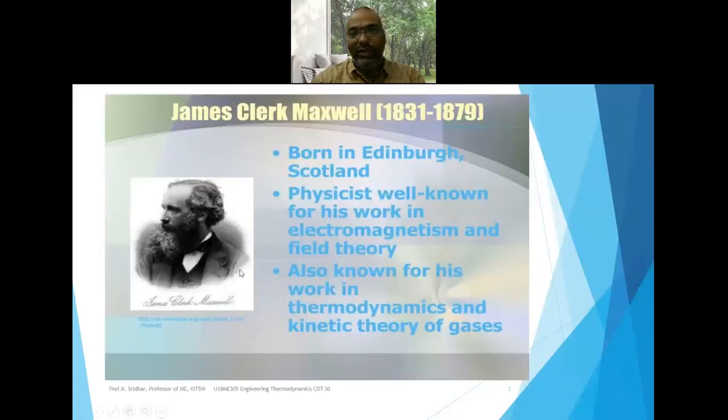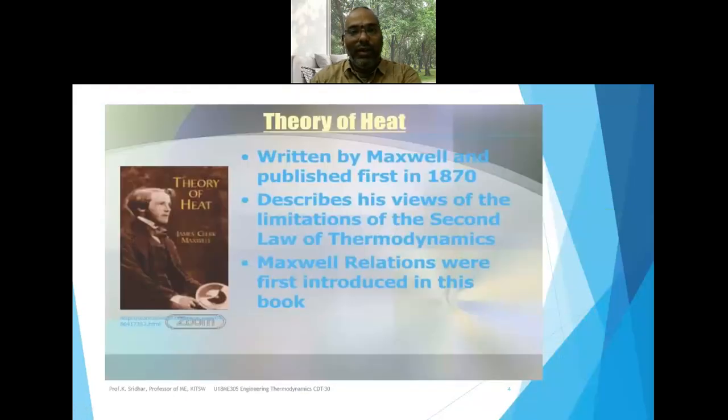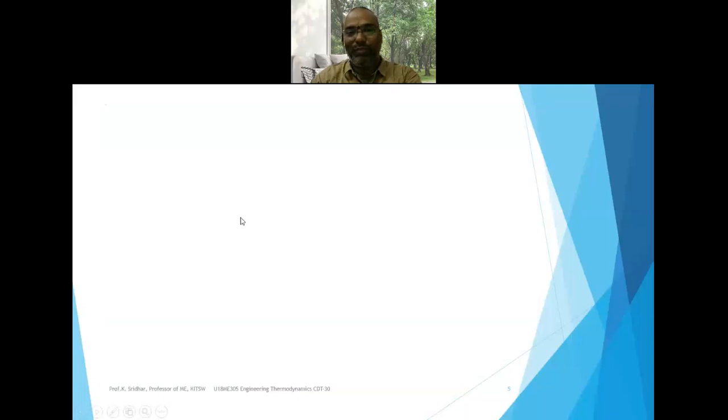Maxwell is the scientist, born in Edinburgh, Scotland. He was a physicist, well known for his work in electromagnetism and field theory. He is also known for his work in thermodynamics and the kinetic theory of gases. He derived the Maxwell equations. And here is Theory of Heat, a famous textbook written by Maxwell. Published in 1870, it describes his views on the limitations of the second law of thermodynamics. Maxwell relations were first introduced in this Theory of Heat textbook.